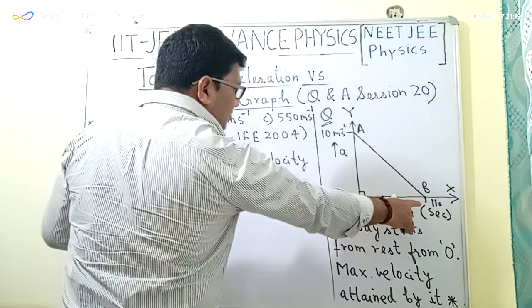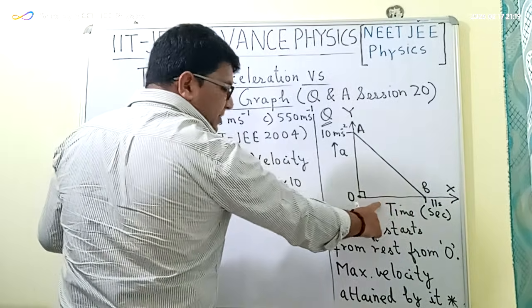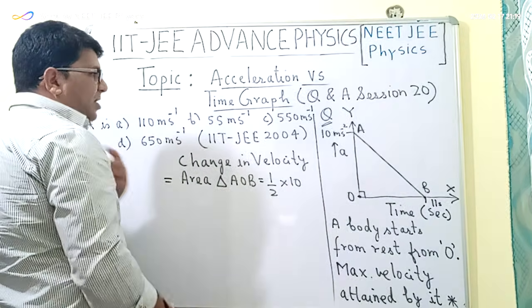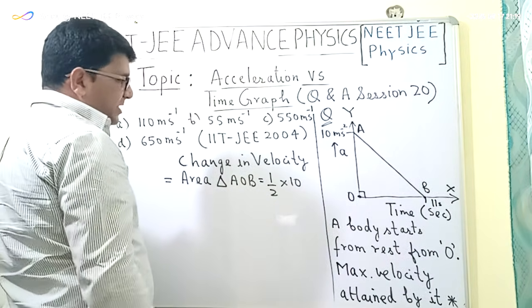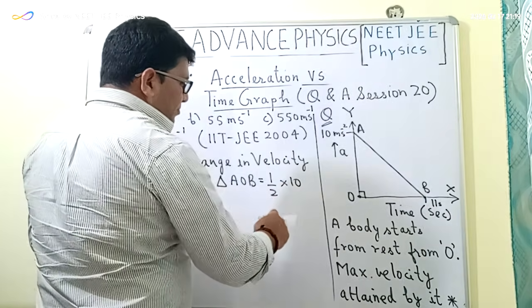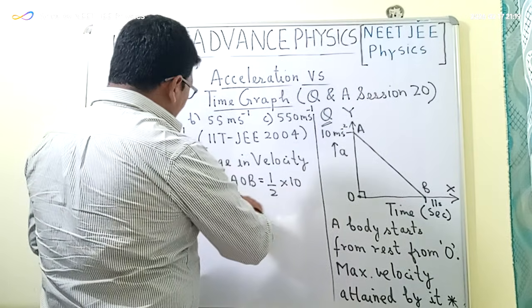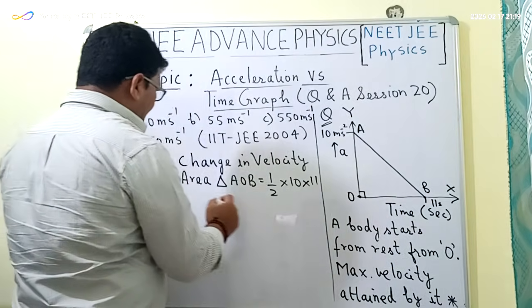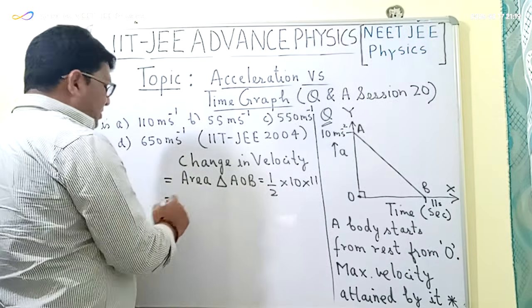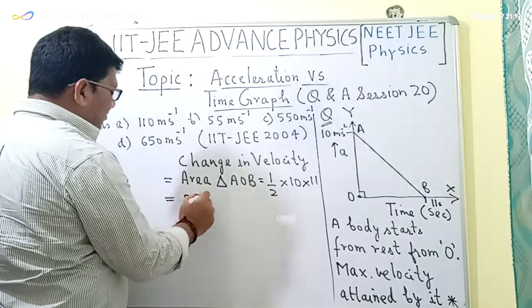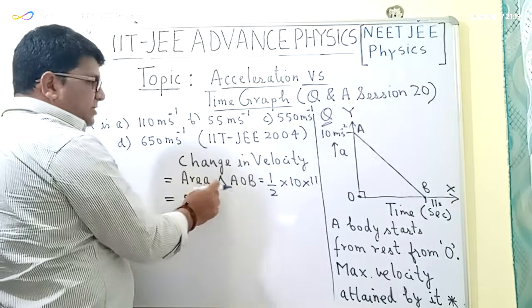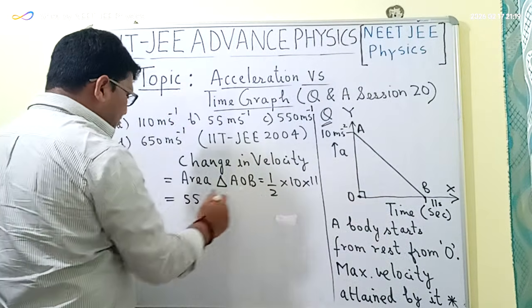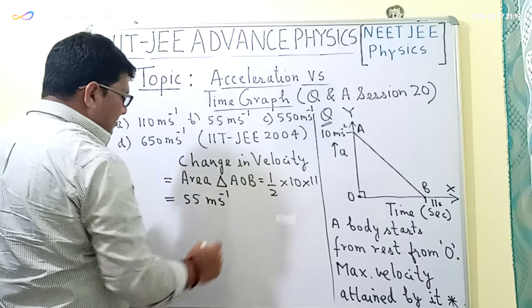Now here at t is equal to 11 seconds, the acceleration is 0, and at t is equal to 0, the acceleration is equal to 10 meter per second square. So this area will be equal to half into 10 into 11, and this is equal to 55. Now the change in the velocity is given by the area enclosed by this curve, this x-axis and the y-axis. So this is equal to 55 meter per second.